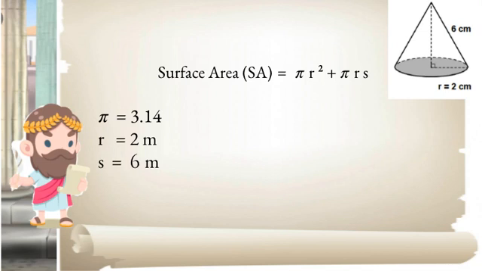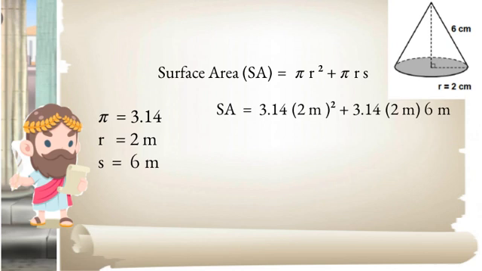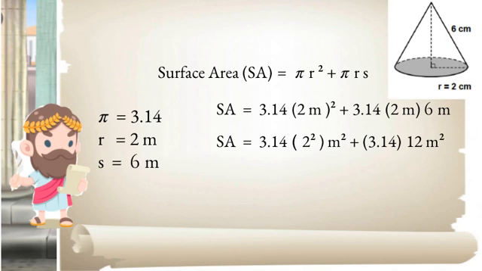Next, pay attention to how the radius is squared in the first term. Ensure that you not only square the number, but also the unit as well. Next, we carefully multiply and add our terms together to come to our answer, which as you can see is in meters squared.